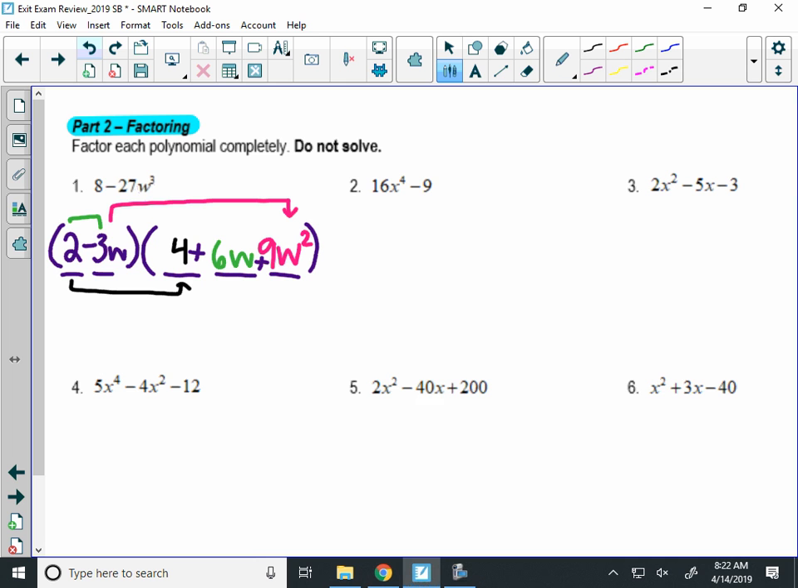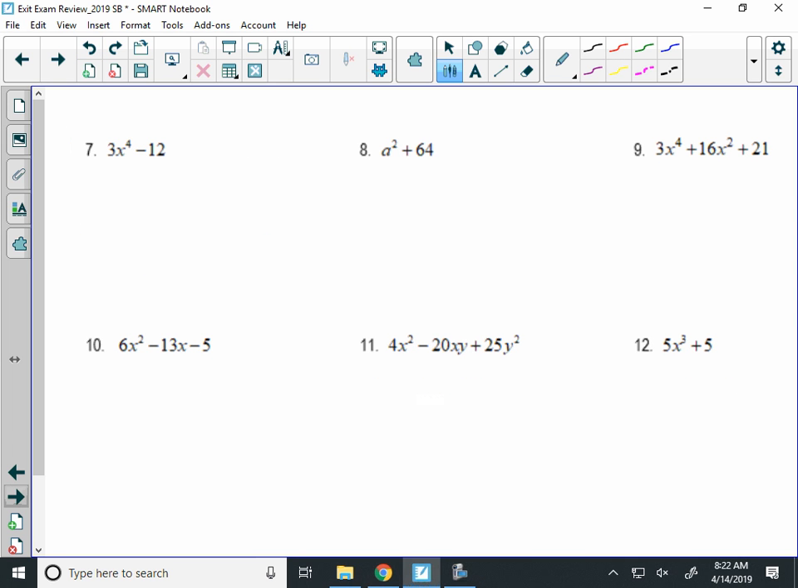Okay, we're going to skip down to 7. We'll do number 1, 7, 8, 9, and 11. So 7, I have 3x to the 4th minus 12. Always start by looking for a GCF. I do have one here, which is 3. If I factor out a 3, I get x to the 4th minus 4.